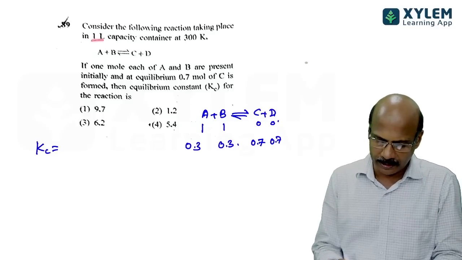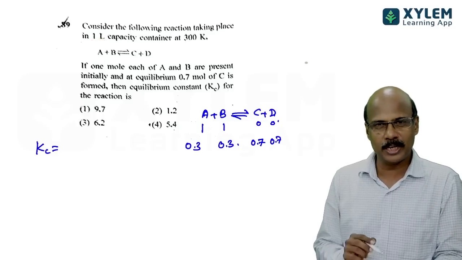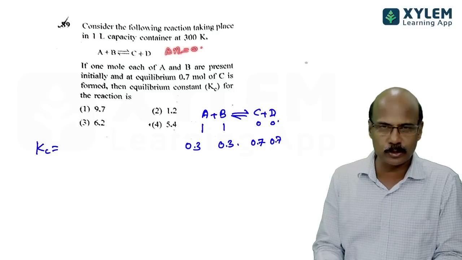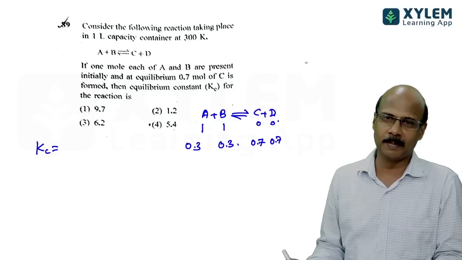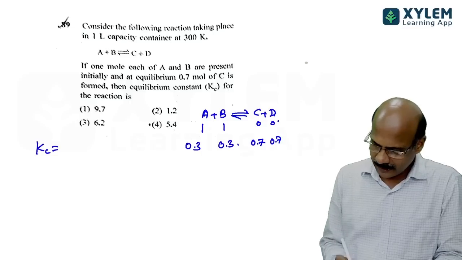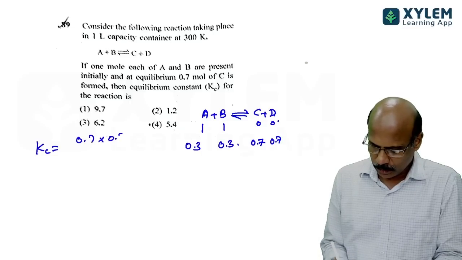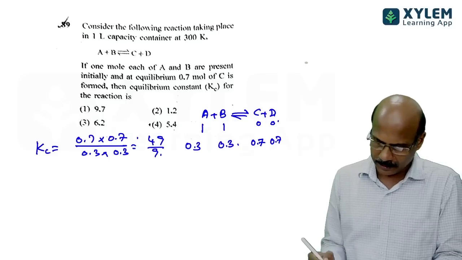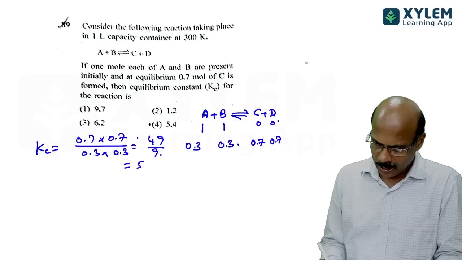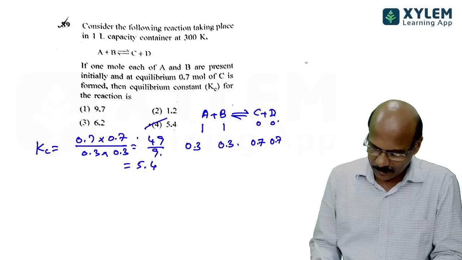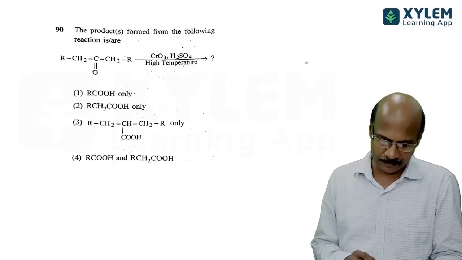Fortunately, the volume of the container is 1 liter. Actually, I need not use that data because delta Ng for this reaction being 0, you need not divide by volume. Anyway, the volume given here is 1 liter. So Kc is equal to the molar concentration of C into the molar concentration of D divided by that of A and B. So 49 divided by 9. You know that it should start with 5, isn't it? See, 5 nines are 45. So there is only one answer starting with 5.